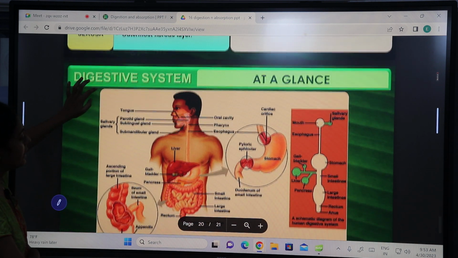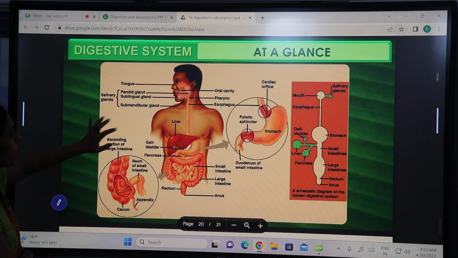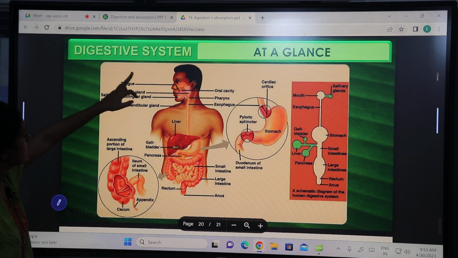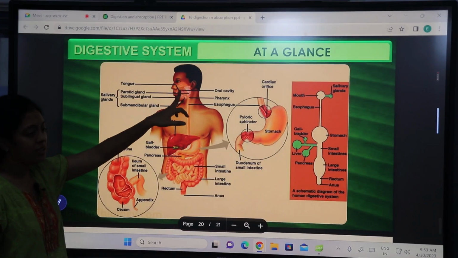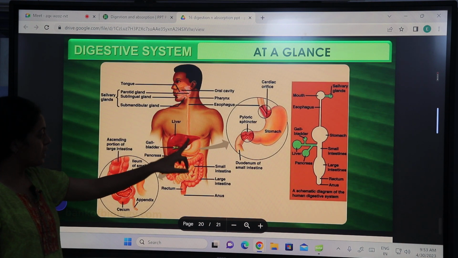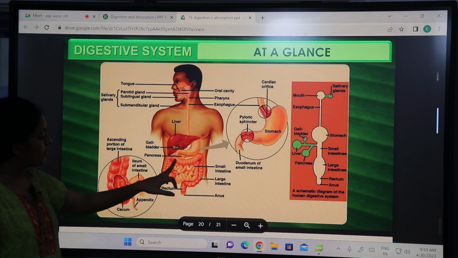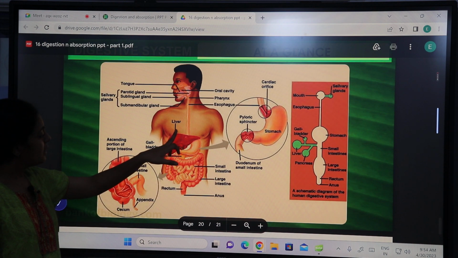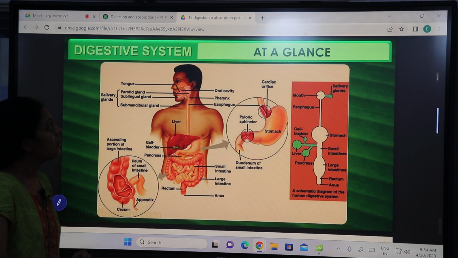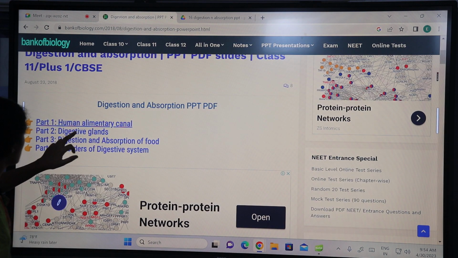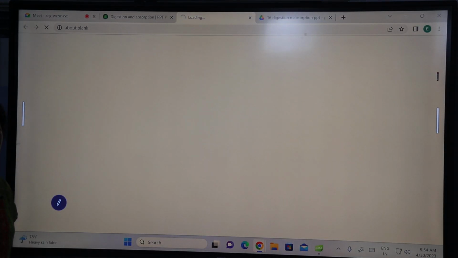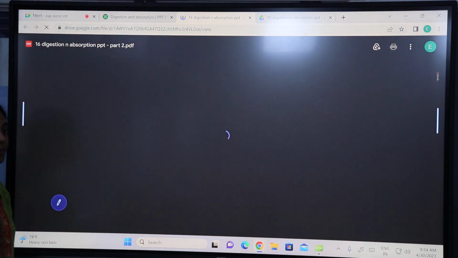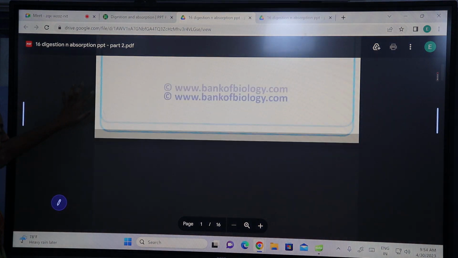Yeah, so this is your entire digestive system at a glance. Whatever we have discussed till now, you can see here. This is your oral cavity or buccal cavity, esophagus, stomach. Then you have your small intestine, large intestine, liver, pancreas. Now we will move on to the next part of the chapter, that is digestive glands. We studied the entire digestive system. Now we are moving on to digestive glands.